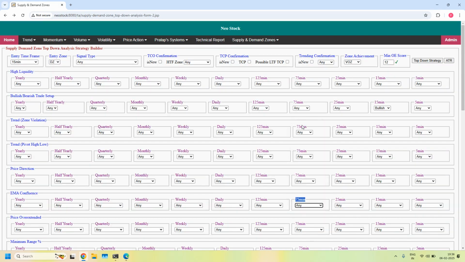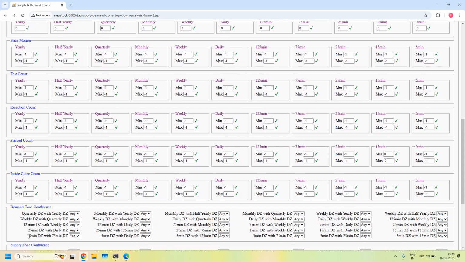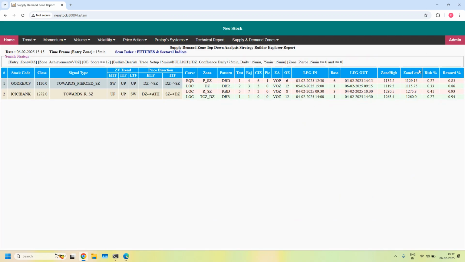I am removing EMA filter. In the demand zone confluence, we should set 3 filters. First filter is already enabled, 15 with 75 zone confluence. Second filter, 15 minutes demand zone with daily demand zone confluence. Third filter, 75 minutes demand zone with daily demand zone confluence. With all the 3 filters, we got 2 stocks.